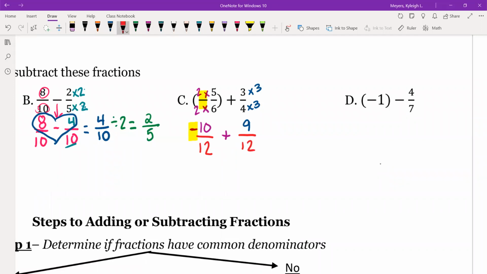So now we just add them, right? What's negative 10 plus 9? You should get negative 1/12.